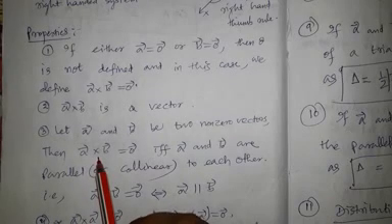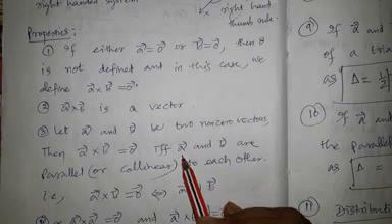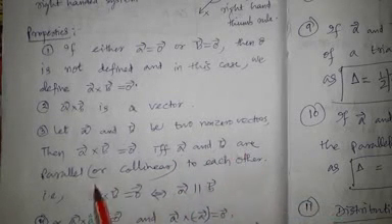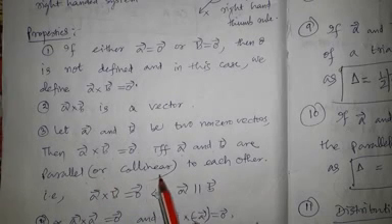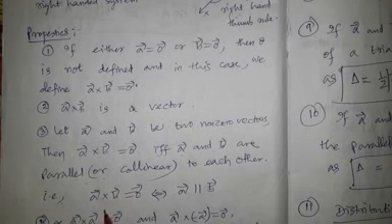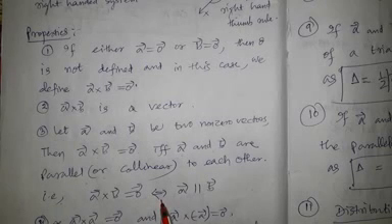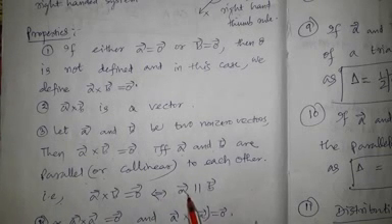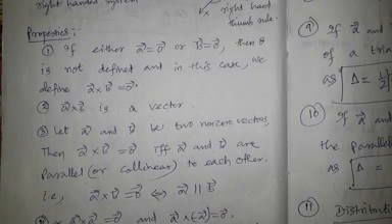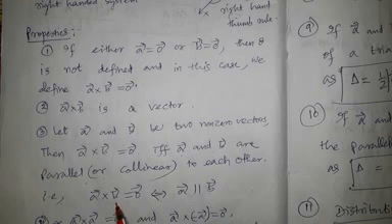Let A vector and B vector be two non-zero vectors. Then A cross B vector is equal to 0 vector if and only if A vector and B vector are parallel or collinear to each other. That is, A cross B vector equal to 0 vector implies A vector parallel to B vector. If A vector parallel to B vector, then A cross B vector equal to 0 vector.